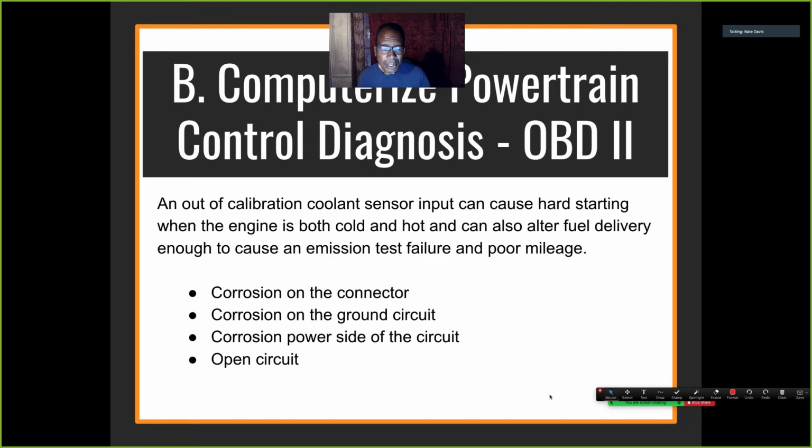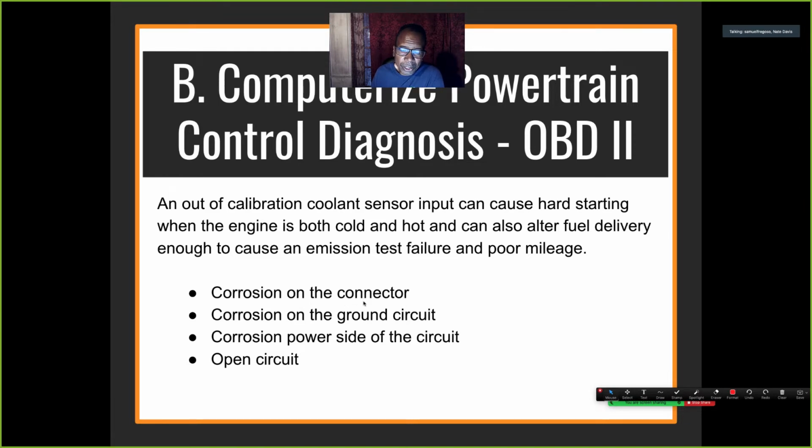Now this one, don't forget about this, is about the coolant sensor. An out-of-calibration coolant sensor input can cause hard starting when the engine is both cold and hot. For example, if the coolant sensor has corrosion on the connector, the computer's going to think what? Off the coolant sensor, it's grounding, meaning it's cold. So if it had corrosion, I'm assuming it's going to ground more, and it would think it's cold, right? Yeah, you're going to think it's a colder car.